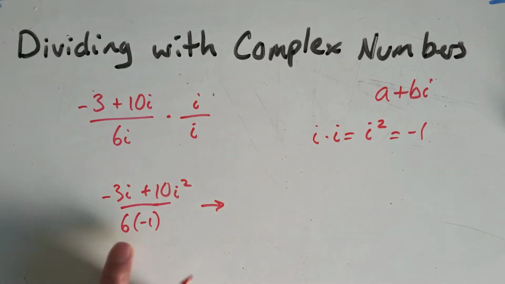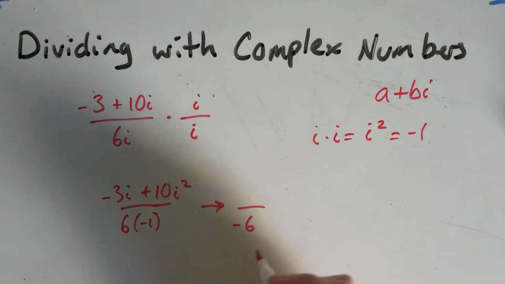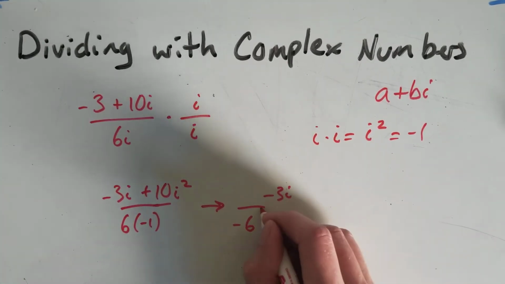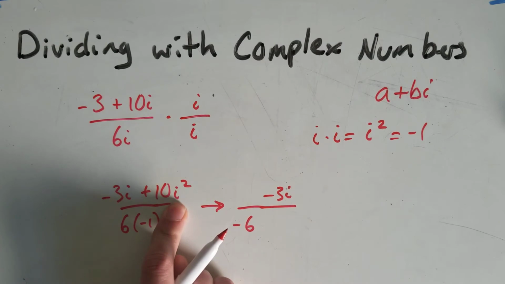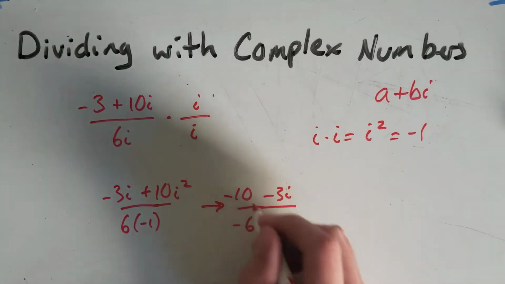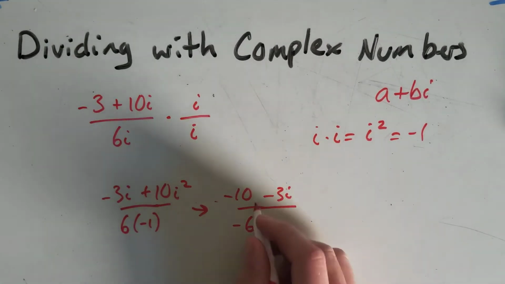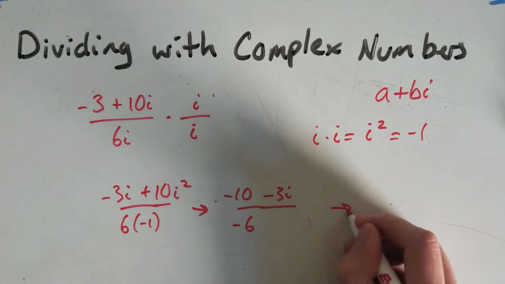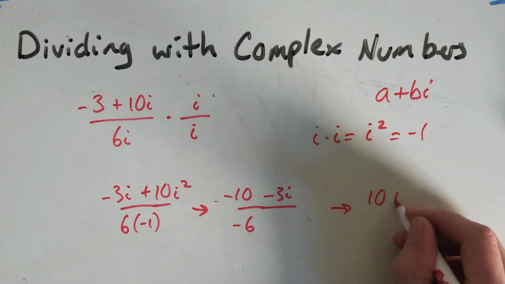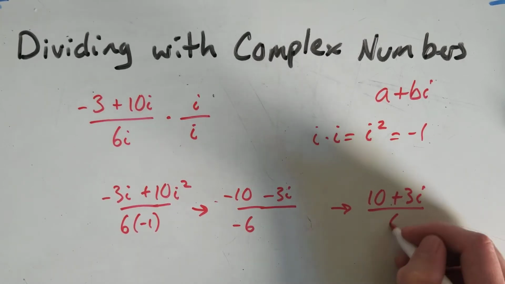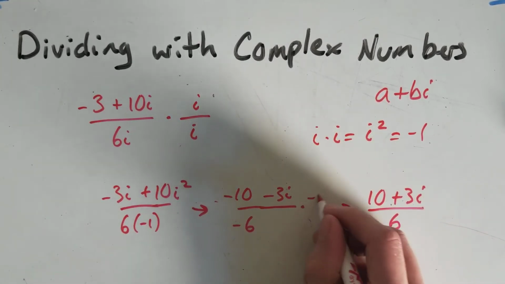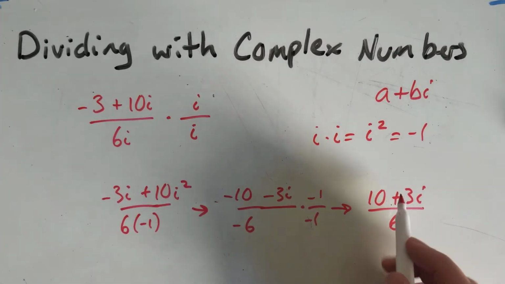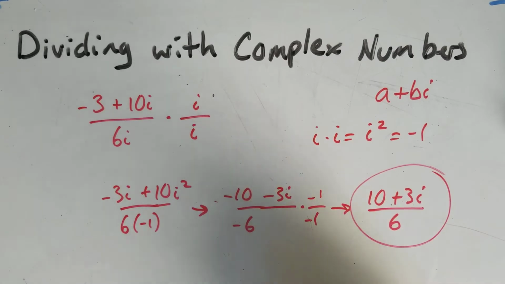And then we can go to this. So obviously we have a -6 on the bottom. And on top, we have -3i. And then the i squared is -1. So you have a -10. So you have -10 minus 3i all over -6. We can simplify that. And we'll end up with 10 plus 3i all over 6. What you could do is multiply the top and bottom by -1. Get all these signs to be positive. And then this would be our simplified form here.